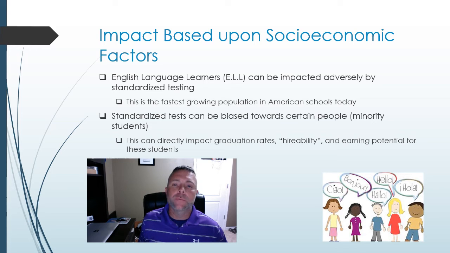Standardized tests have also been proven to be biased towards minority groups and poor. It's proven that white middle class students score better on these tests than do minority students. And this can be an unfair impact, as it can impact their graduation rates, hireability, as well as long-term earning potential.